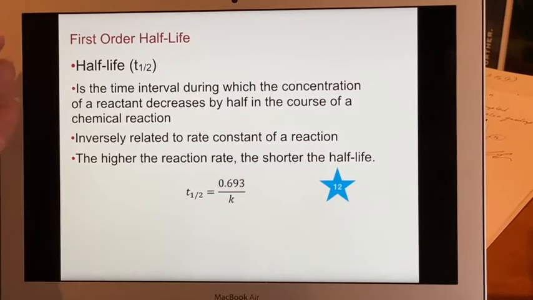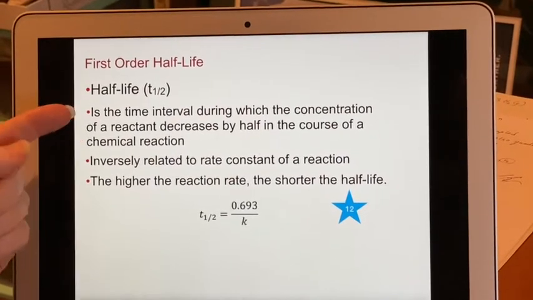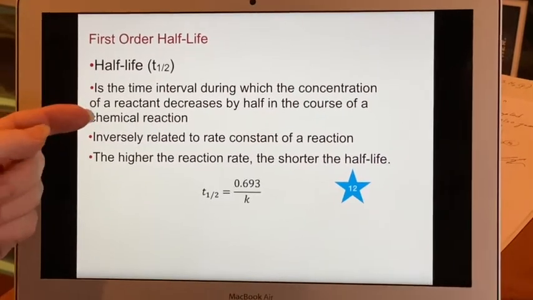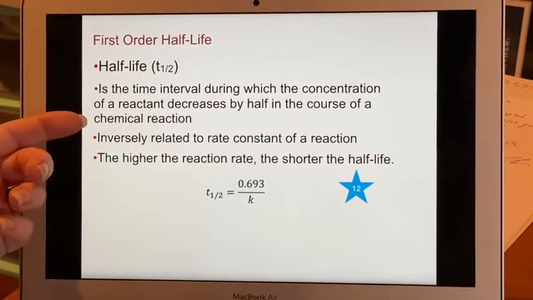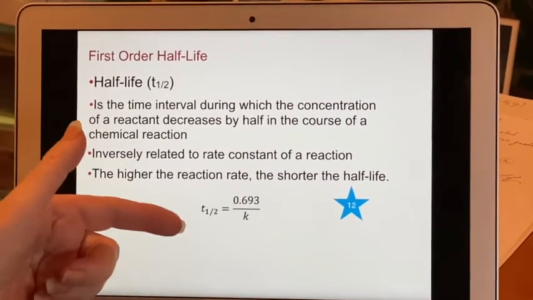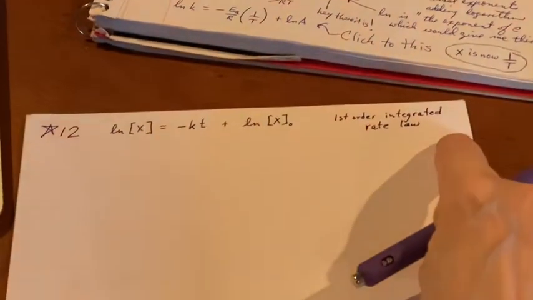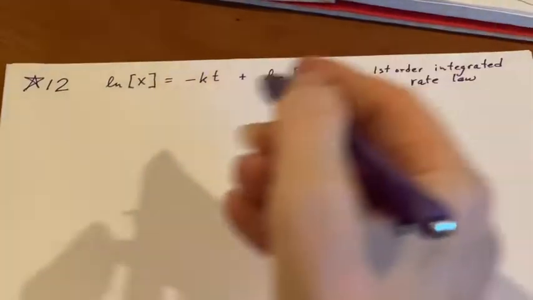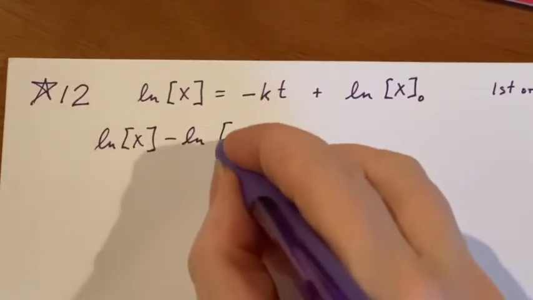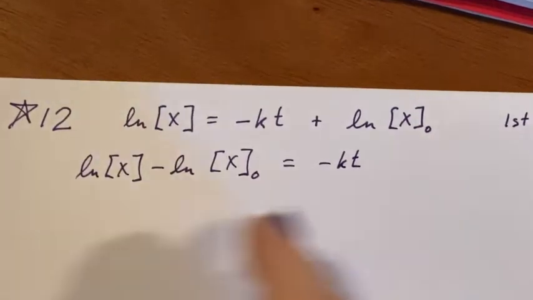What else can we do with the idea of a first order process? The half-life. How long does it take for the amount of a reactant to decrease to half of its original value? There is a formula for this, and I'd like to show you first of all where the formula comes from. If we go back to our first order integrated rate law that looks like this, then we can start rearranging things. It's going to look a little bit like what we were doing earlier. It's just the opposite direction at the moment.